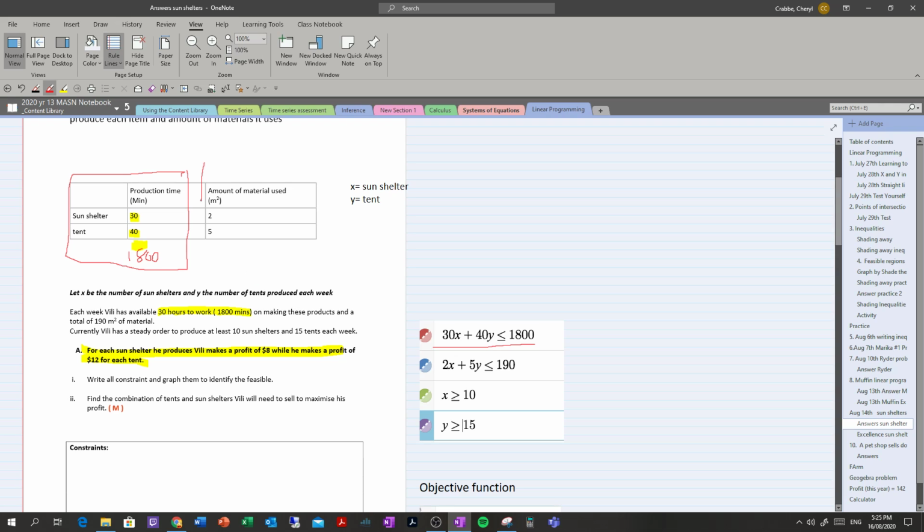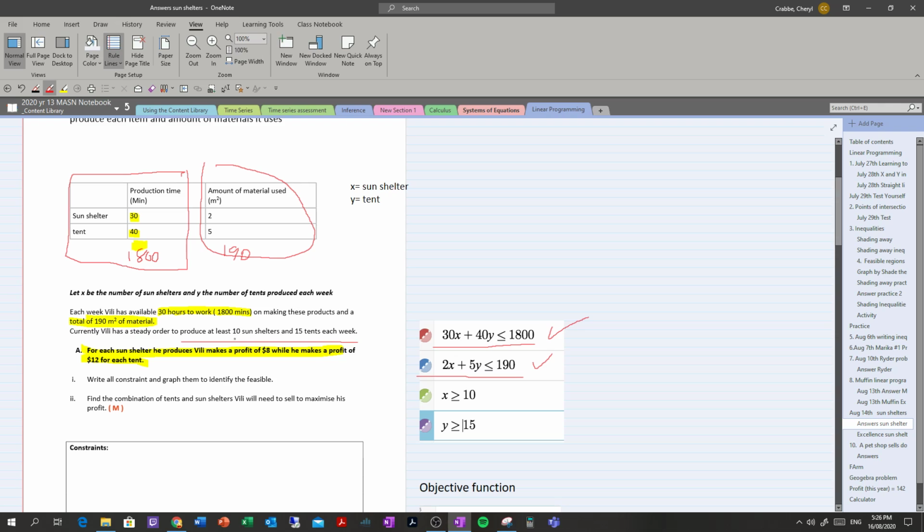And then we have another constraint, which is the amount of material that's being used. So 2 square meters for a sun shelter, 5 for a tent, and it says down here the maximum amount of materials that he has on making these products is a total of 190 square meters of material. So that's all the material that he has. So again, this will go with this constraint, 190, and he can't exceed that. So again, 2x plus 5y is less than or equal to 190. So we've got those two constraints, and then there's a couple more, right?